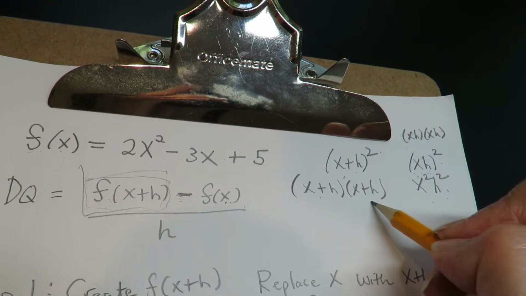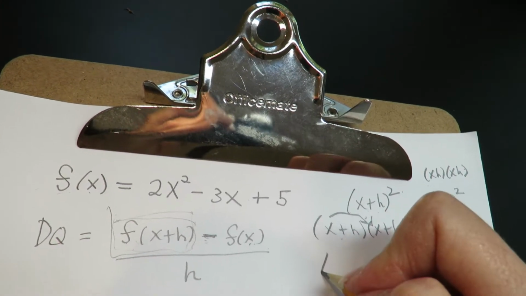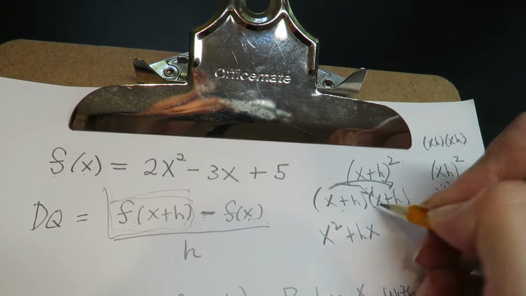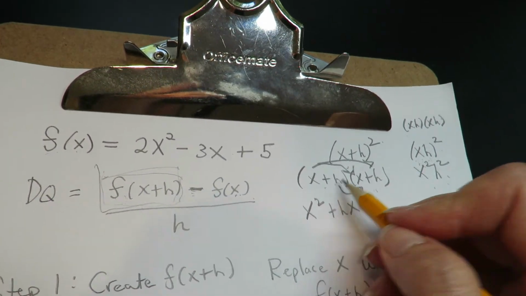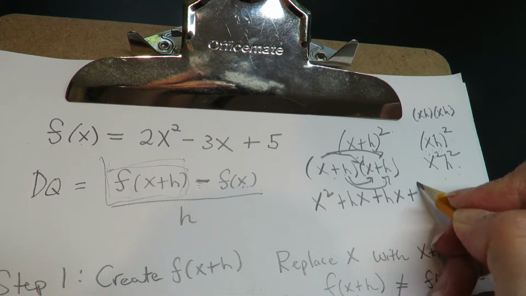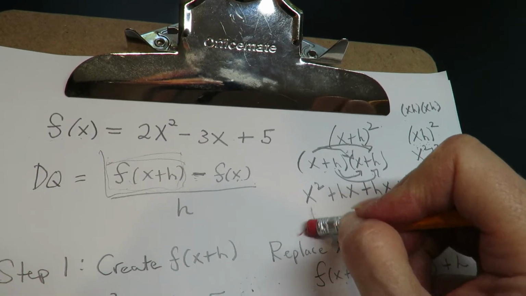But the thing is, since it's a sum, this is going to end up being a FOIL. So it's x times x, x times h, keep it in alphabetical order so you can keep your pattern straight. h times x, h times h. Which then you can combine your middle terms.